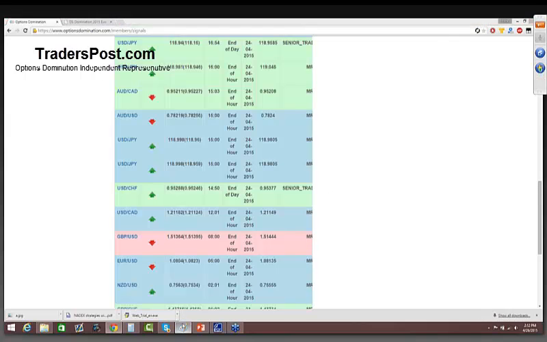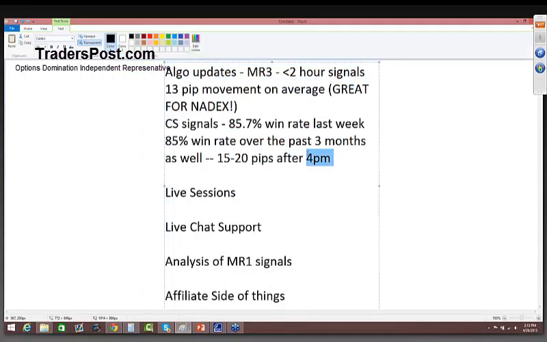Now, regarding these signals, we're going to make the MR3 signals live for everybody. Okay, everybody's going to get access to those. The CS signals are going to be available only for enterprise and legacy. Now, part of the reason for that is that CS signals are obviously very high win rates, but they're also lower in volume. Okay, and so if you're on that level, you'll get these and you can do a lot with this.